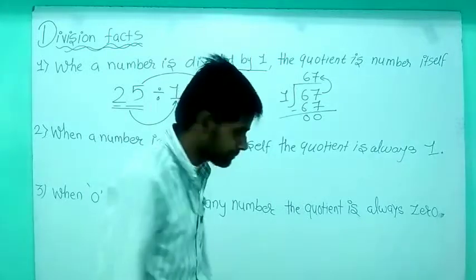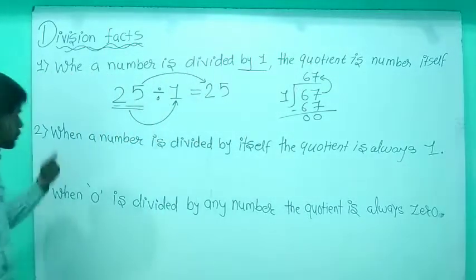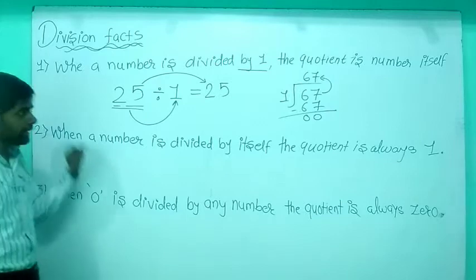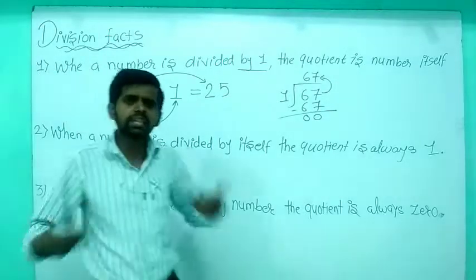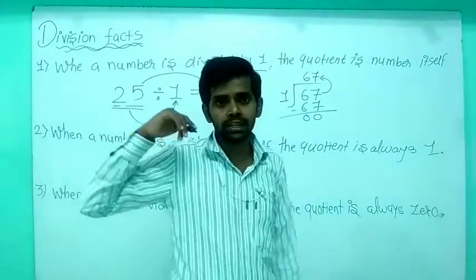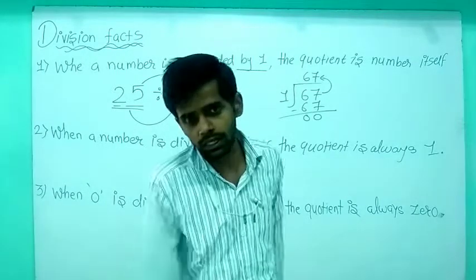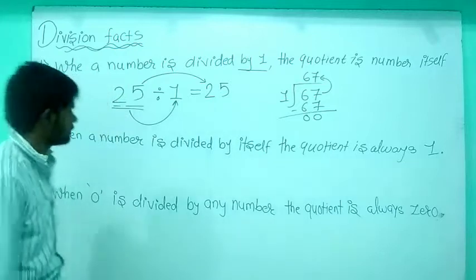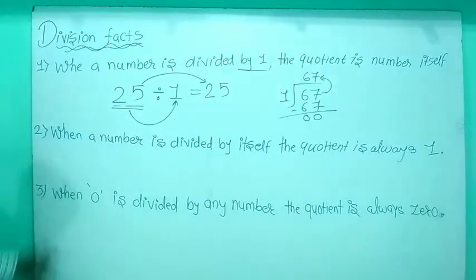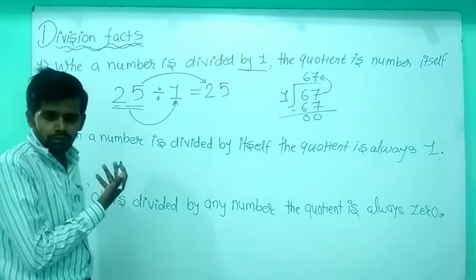Got it? So what is the first division fact? If you are dividing any number by 1, you will get the number itself as the quotient. Quotient में हमेशा वो number वापस आ जाएगा. Okay, I hope you understand. Now we will proceed toward the next division fact.